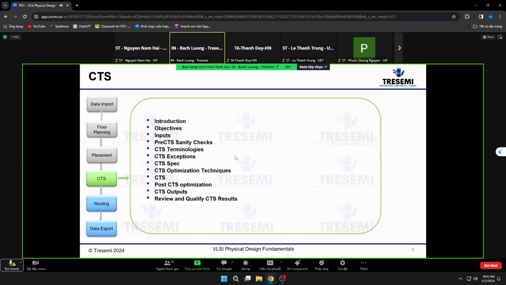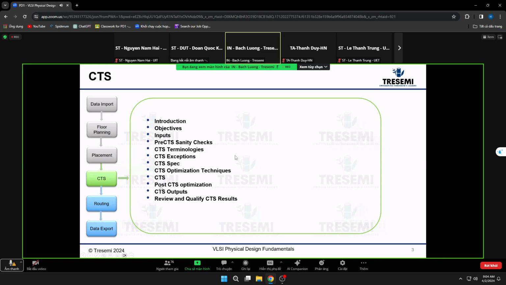And then we'll talk about CTS exceptions. And then one of the more important things is the CTS spec. And then we'll discuss the clock tree synthesis optimization techniques, what it does and how it optimizes, similar to what we discussed in the placement. And then we'll encroach upon the clock tree synthesis step itself, what's happening in there, what the tool does during that process.